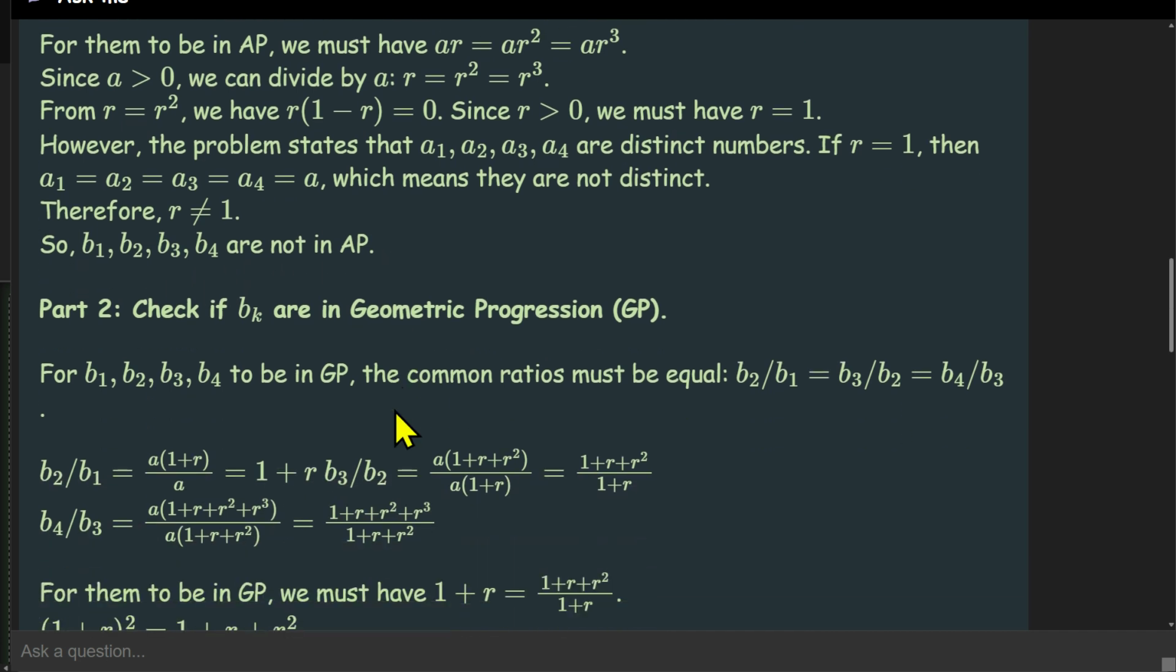Part 2. Check if bk are in geometric progression. So for b1 to b4 to be in GP.